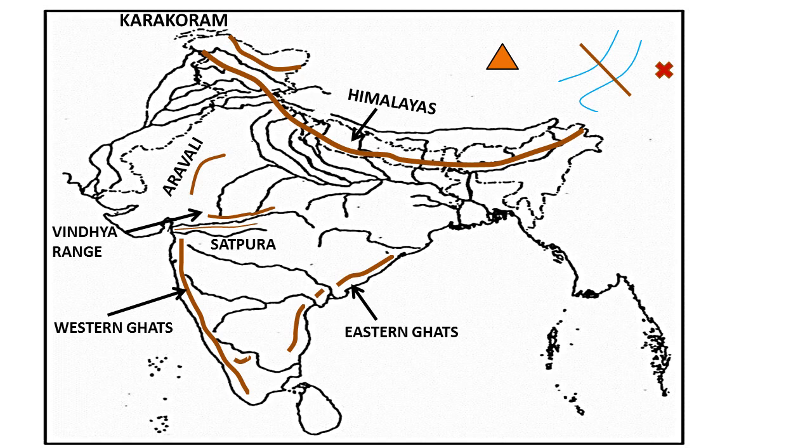Then comes Nilgiris. Nilgiris will come just below the river Kaveri. Then we have three important hills, Garo, Khasi and Jaintia hills. Apart from that, we have peaks. Godwin Austen lies in the Karakoram range and it should be marked as a triangle in brown color.